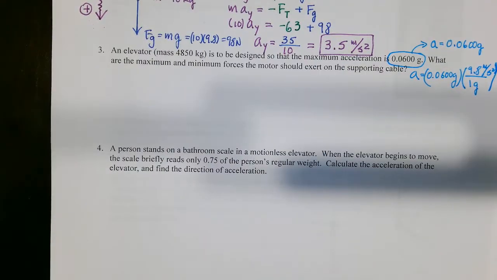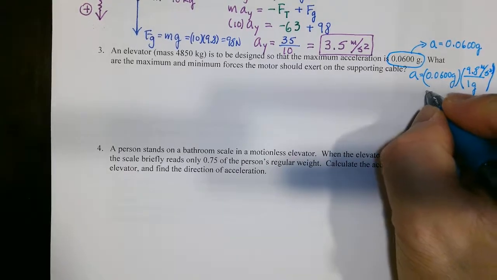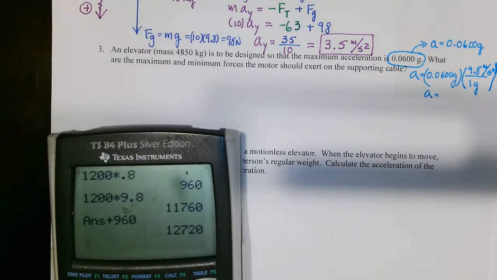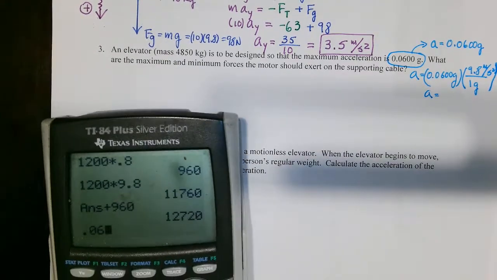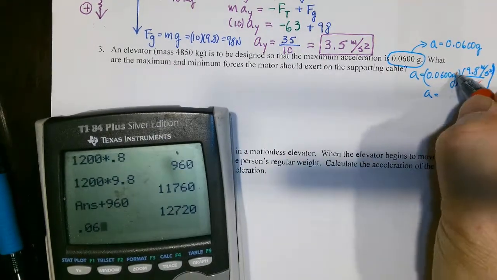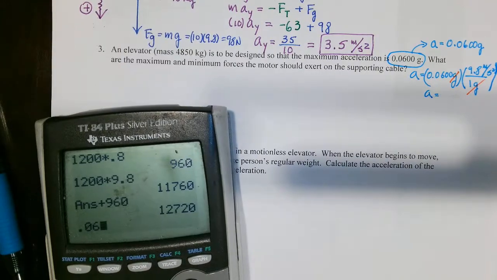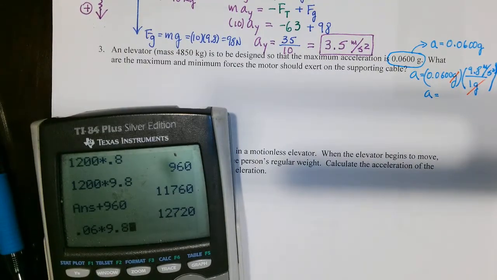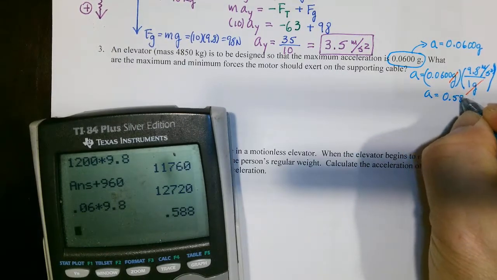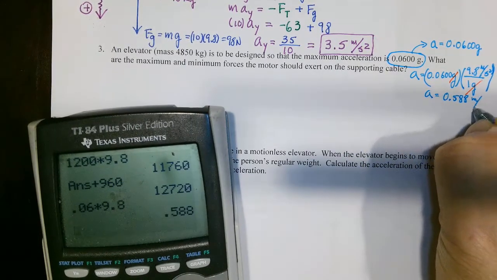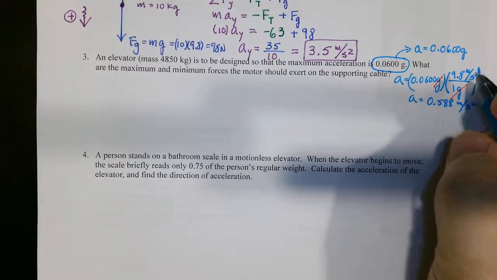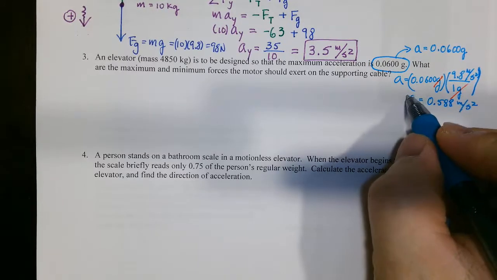All right. So let's find out what acceleration is in meters per second squared. 0.06 Gs times 9.8. Notice how these Gs will cancel out nicely, giving me meters per second squared. So my acceleration comes out to 0.588 meters per second squared is what we have for acceleration. And this is good to know, okay?